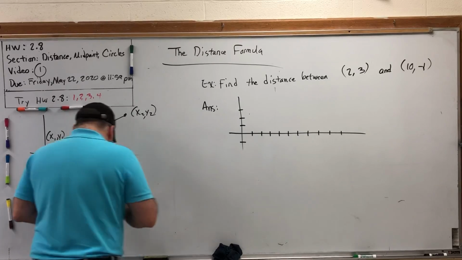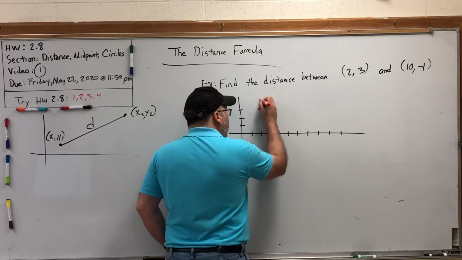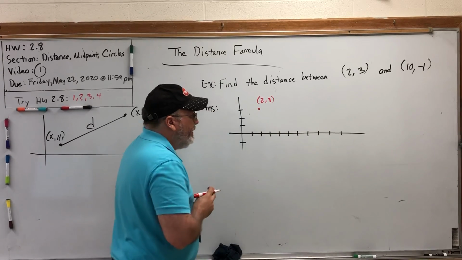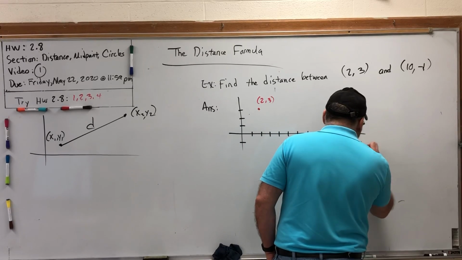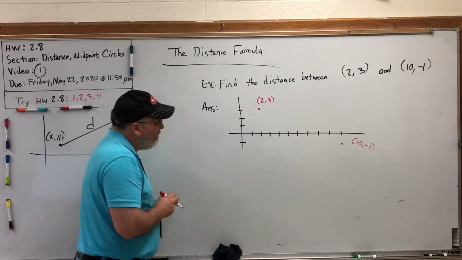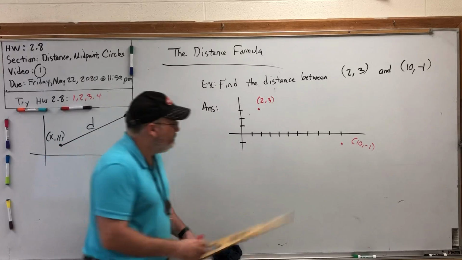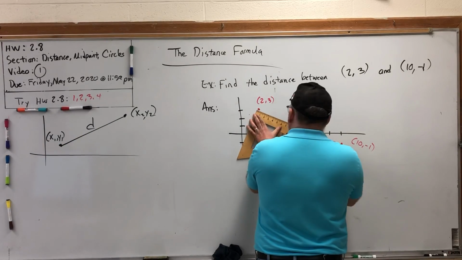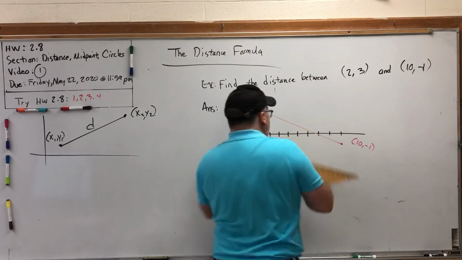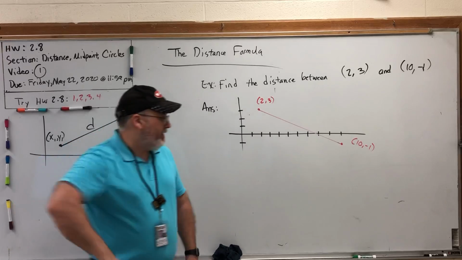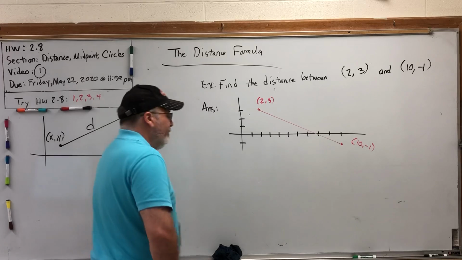All right, so let's plot these points and see if we can come up with a plan of attack. 2, 3 is about here. And 10, -1 is over here and down here. And we want to find that distance. I've got a straight edge, I might as well use it. It's more than a straight edge, it's a ruler. And a right angle. Okay. So the question is, how long is that line segment if this is 1 unit of measurement? Naturally, this is not drawn to scale, I just freehanded it.